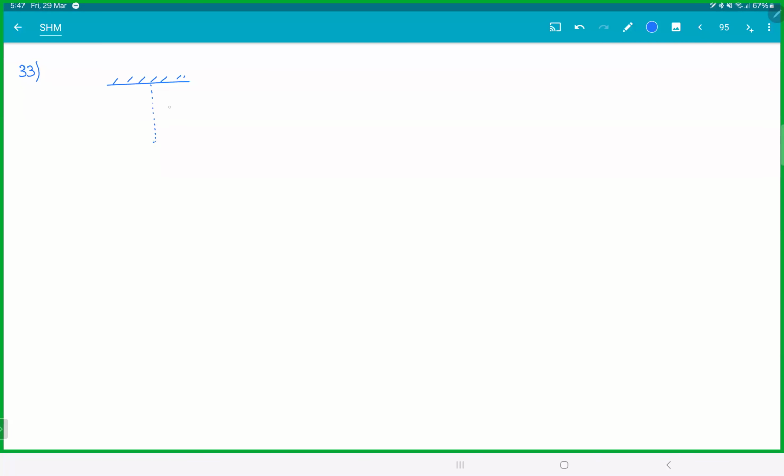So let's see. We have a pendulum here, mass m, length L. You kept a nail here at a distance of L by 2 from the top. So you displace it by a small theta. Theta is small. Release from rest.